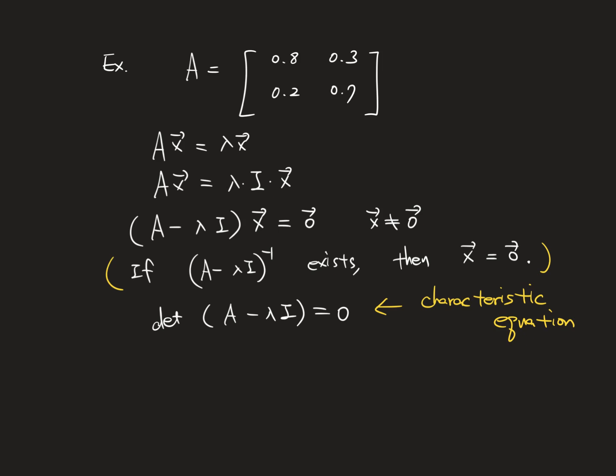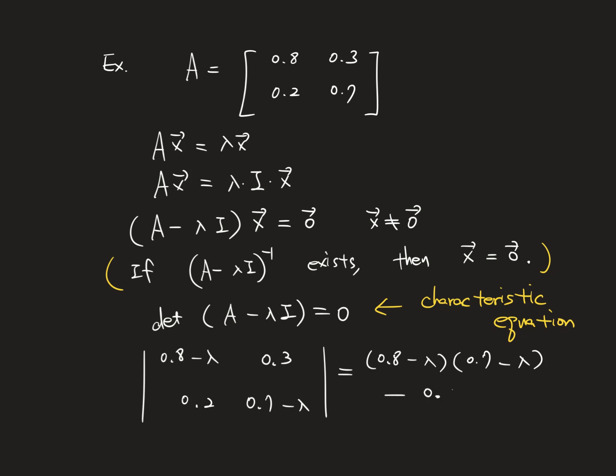And we solve that. This is 0.8 in this example, minus lambda, 0.7 minus lambda, minus 0.3 times 0.2. And this is 0.8 minus lambda, 0.7 minus lambda, minus 0.06. After some calculation, we get lambda minus 1, lambda minus 1/2. So eigenvalues will be 1 and 1/2.